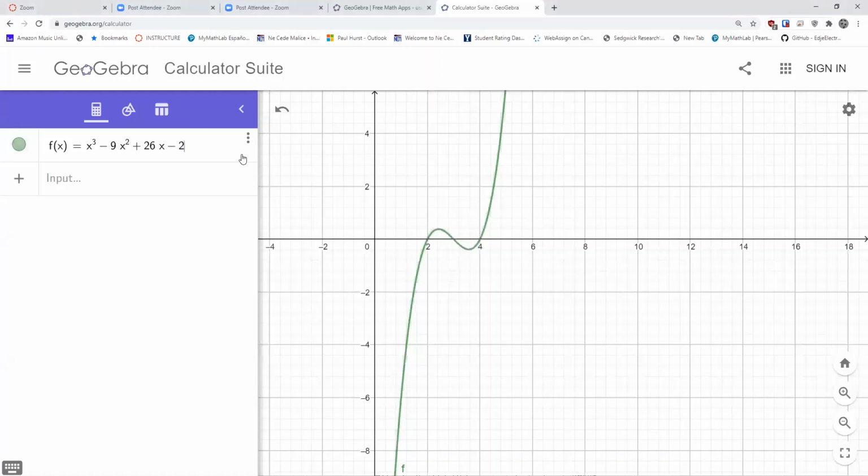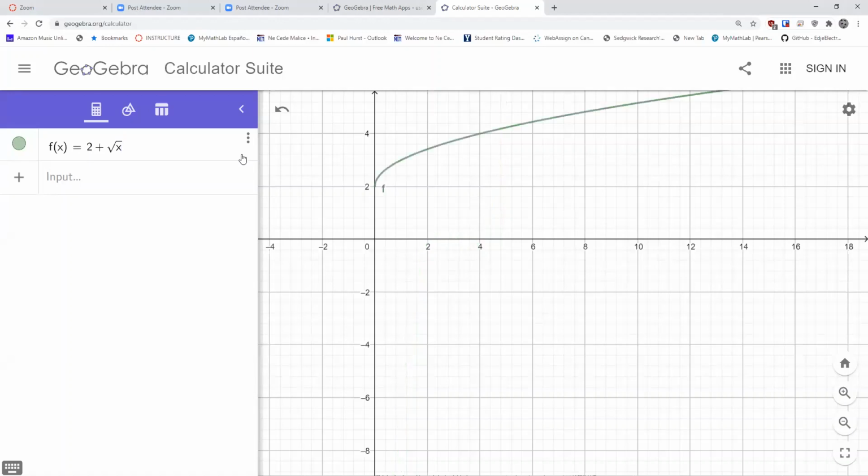Just to show you how that works, I'm going to erase the function that I had before. I'm going to put in the function on the left-hand side, which is 2 plus, if I type sqrt and then parentheses, it automatically shifts to that one. Okay, hit enter, and then that looks like that.